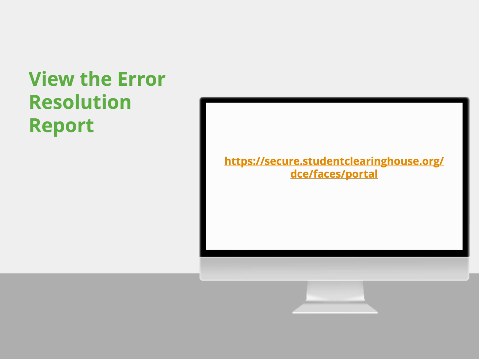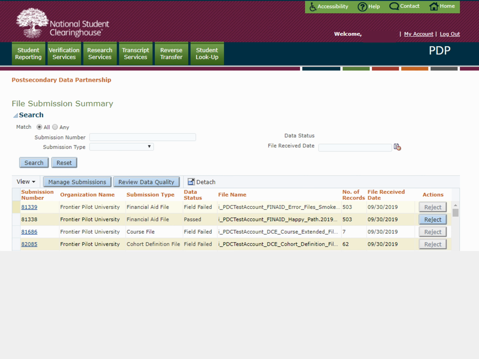To view the error resolution report in the PDP interface, go to the link provided on the screen. Here is the landing page of the PDP interface. The hyperlink on the submission number will only be available if there is an error contained within the file. Click on the submission number to go to the error resolution report.